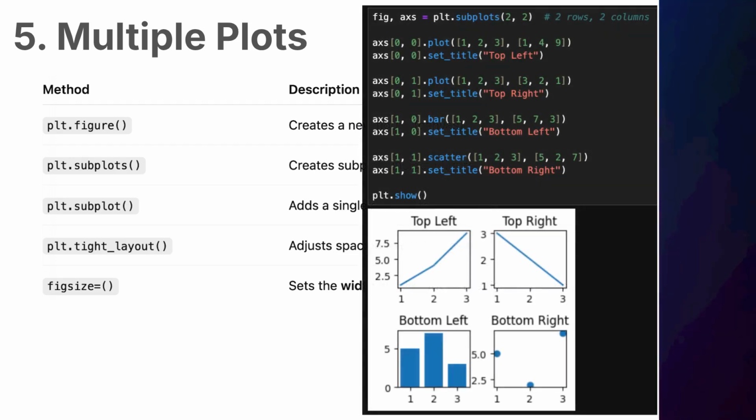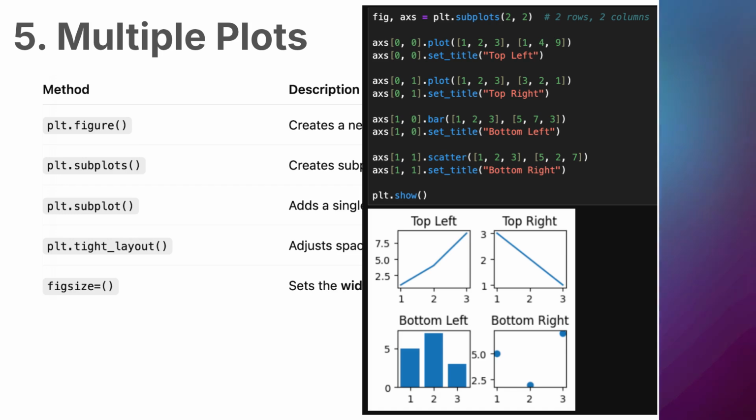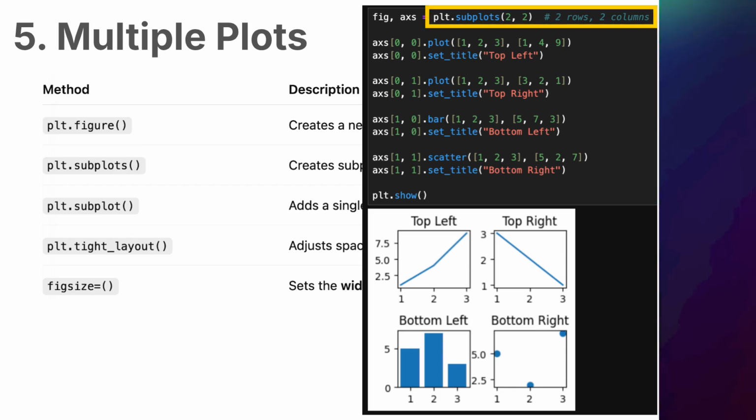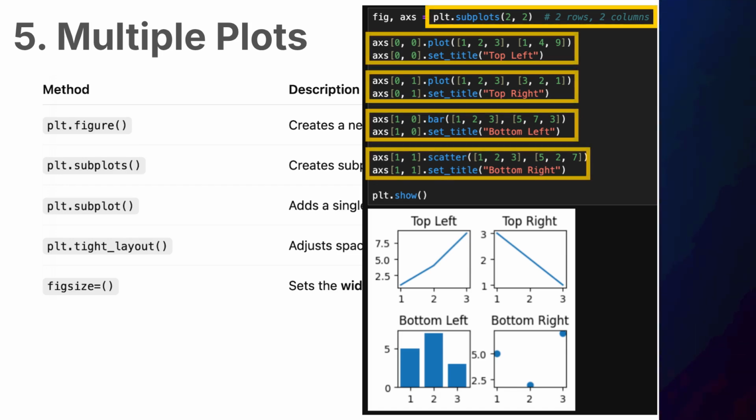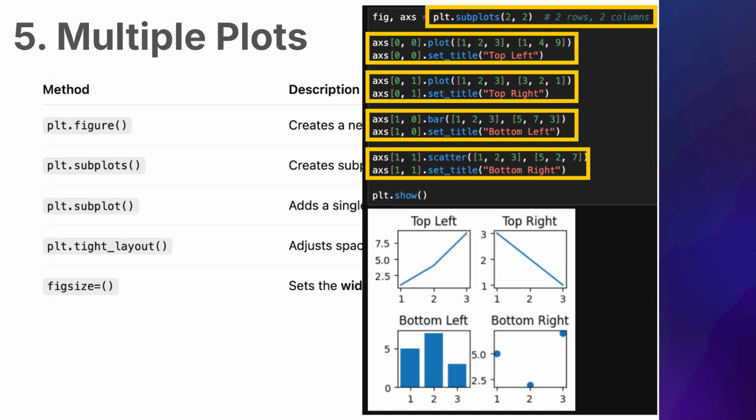If you want to create a 2D array like a 2x2 grid, you can write like this. First, declare two rows and two columns here, and access each subplot by its row and column position. Then you can see 2x2 plots. As shown here, you can create different types of graphs. So it's useful when you want to compare multiple datasets easily. Also, you can create dashboards, multi-view visualizations, or report-ready layouts.